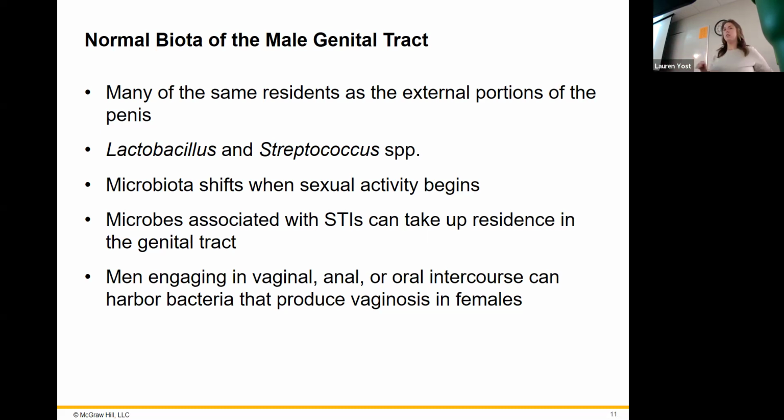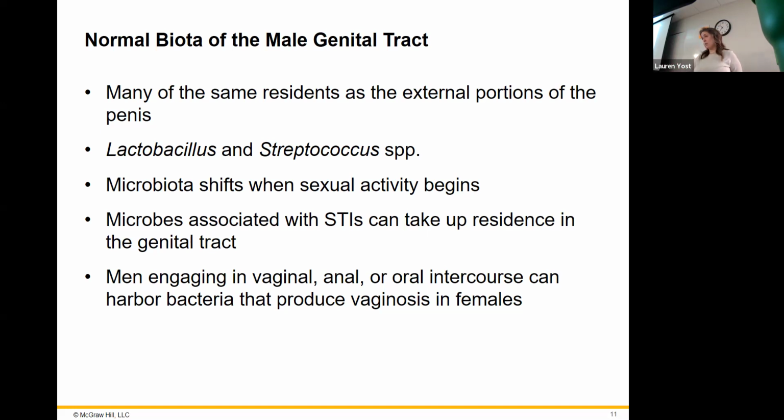So what we're saying is, depending on who the male is engaging with, even what part of the body they may be engaging with in that person, then the next time that they have sexual exposure to a female vagina, they could carry that bacteria and cause that female to get a bacterial infection in the vagina, and that's vaginosis. Now, I want you to recognize that vaginosis is a different word than vaginitis.